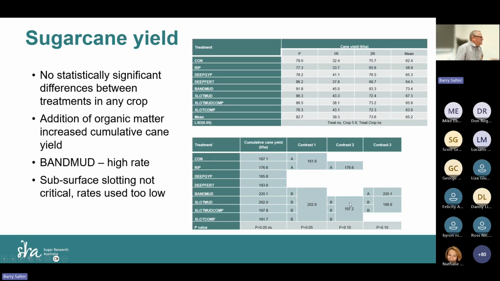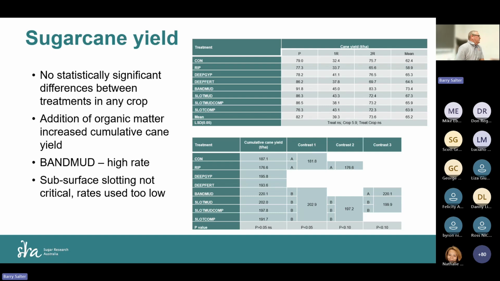Similarly, if we just compared the ones where we put the organic matter in the subsurface, that was significantly better at the 10% level than if we just ripped with the implement and applied no product. So again, the implication there was putting organic matter into these soils made a benefit. However, when we compared the banded mud on the soil surface versus the ones where we slotted mud ash in the subsurface, it was actually the banded mud on the soil surface that was slightly better in this case.